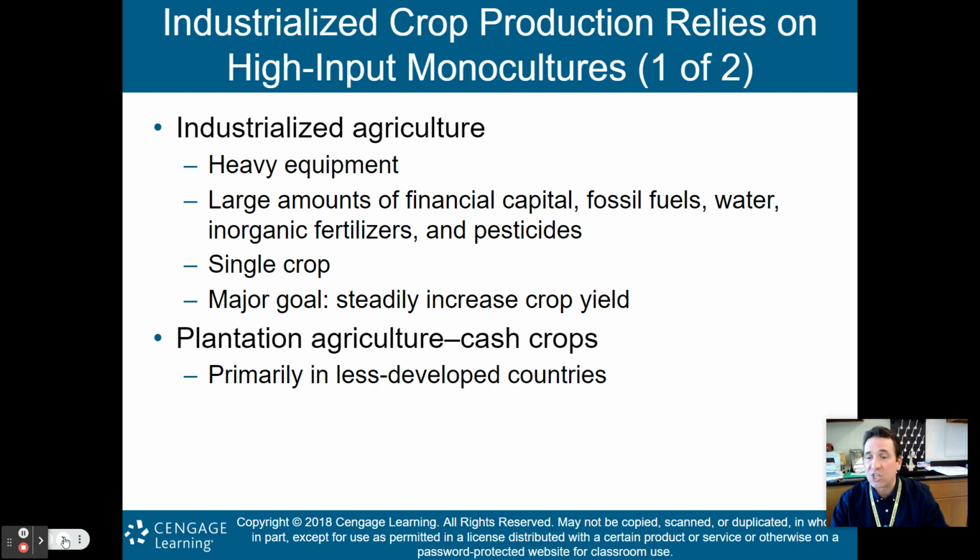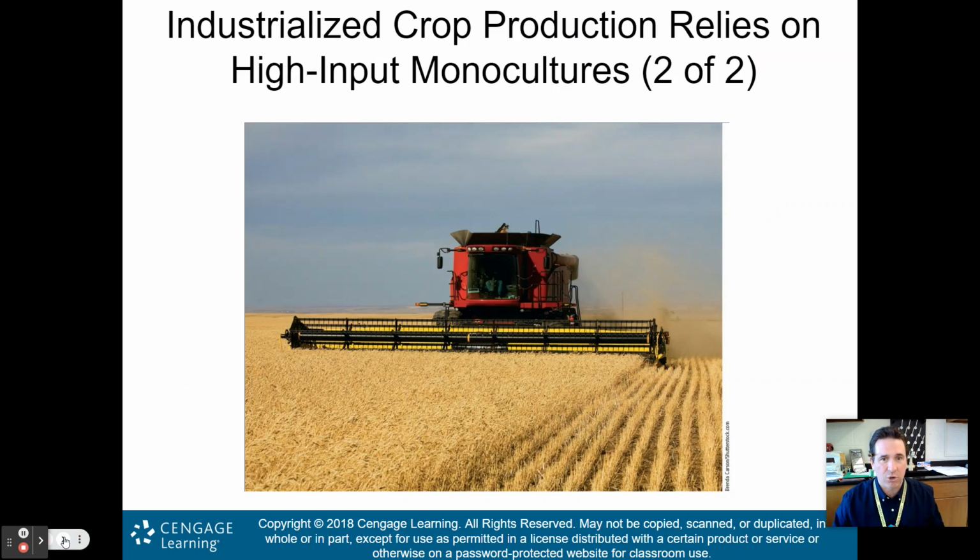We're more into the industrialized agriculture now. But again, plantation agriculture was kind of the industrialized agriculture of maybe 150 to 200 years ago. So this is a picture of harvesting wheat in the United States. Again, heavy equipment. That big piece of farm machinery you see there is needed. You need large amounts of seed, inorganic fertilizers, pesticides, and obviously what's running that big tractor there? Fossil fuels, right?